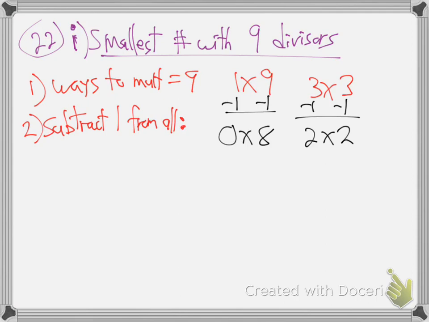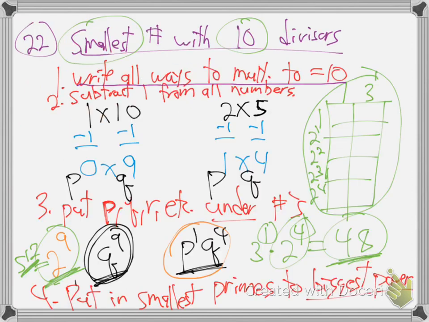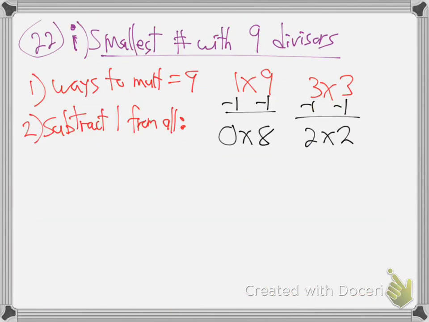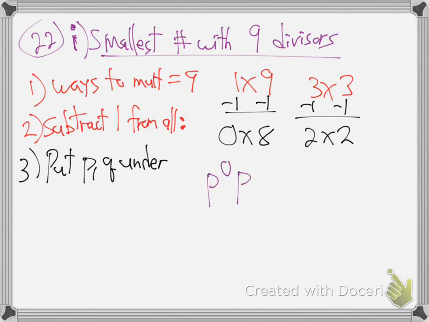Now what do you do from there? Step 3. You put the PQR under. We don't need R. Just P and Q. So this will be P to the 0, Q to the 8, and P to the 2, Q to the 2nd. Those are the two setups that'll produce numbers that have 9 divisors.